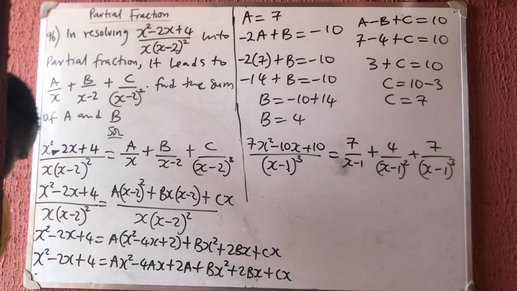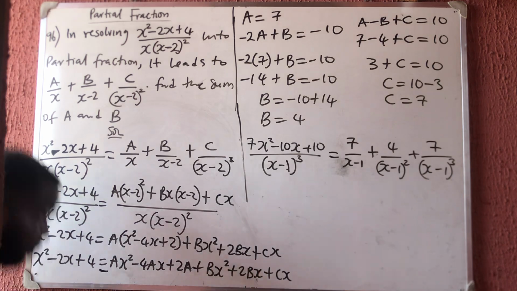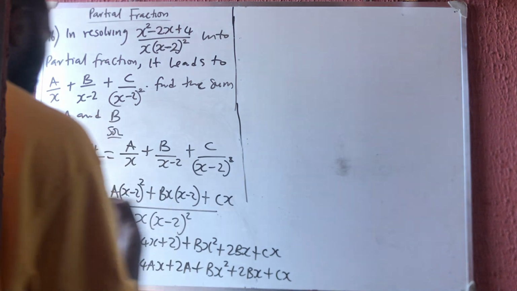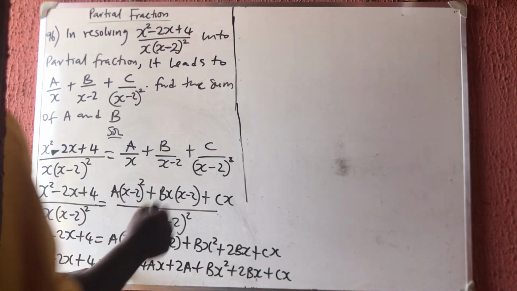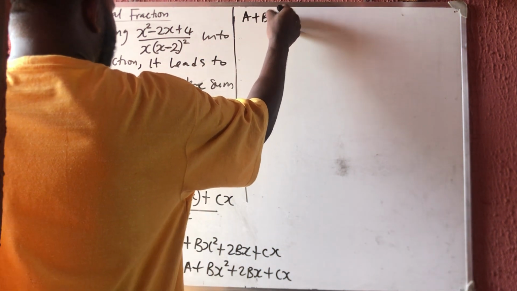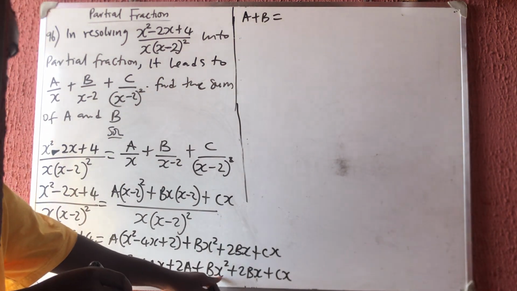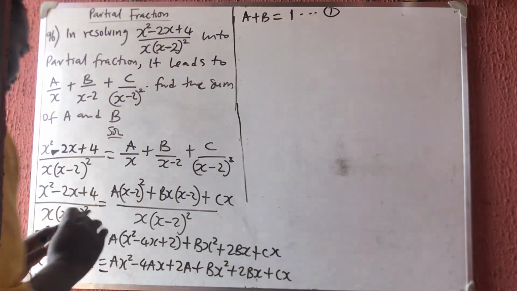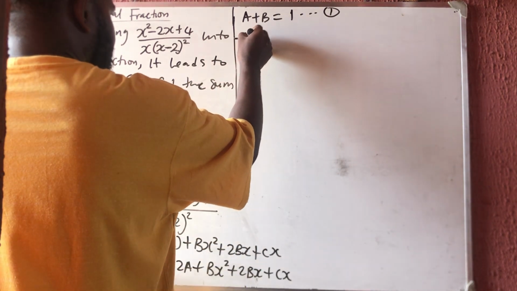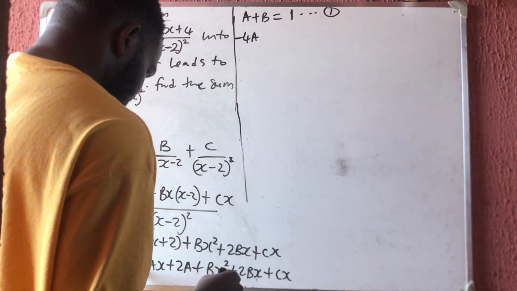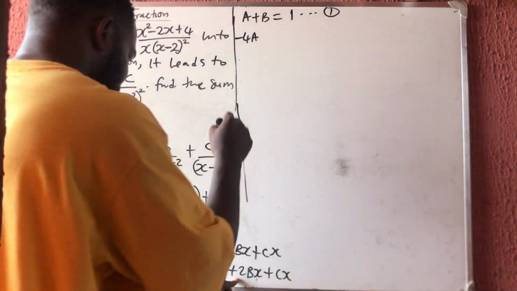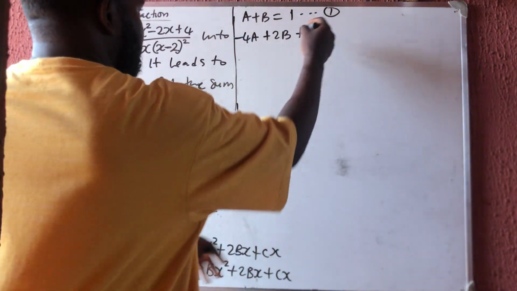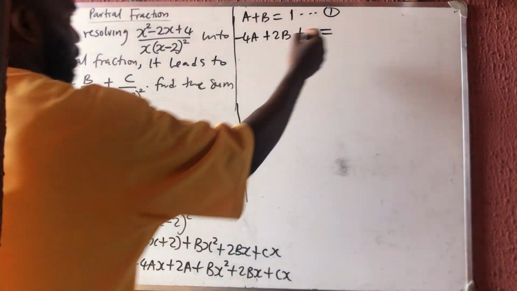All right, now put equivalent and compare. Who has x squared in the right hand side? A plus b has x squared. So it's equal to 1, invisible 1 here, equation 1. So who has only x? Minus 4a plus 2b then plus c is equal to what? Who has x here? Minus 2.